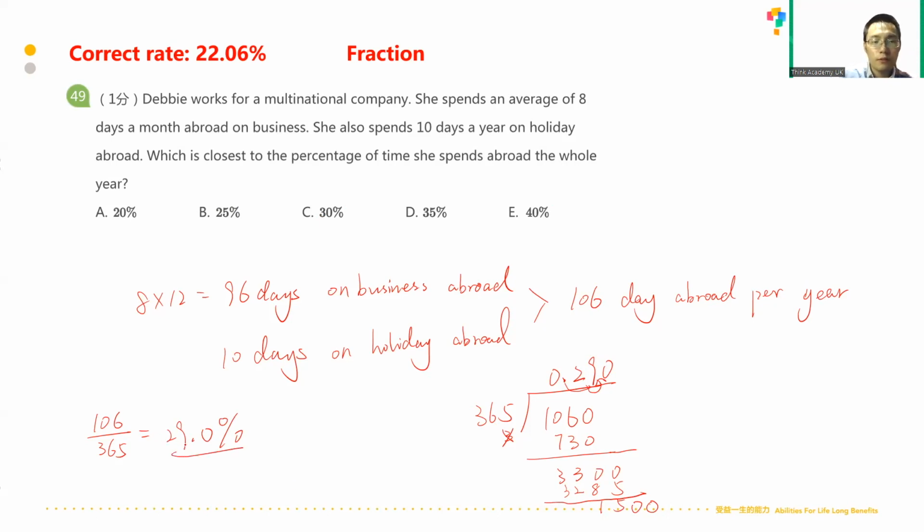From 29% to 20%, a 9% difference. This is a 4% difference. This is a 1% difference, 6% difference, and 11% difference. So you see, C is the closest. The correct answer is C, 30%.